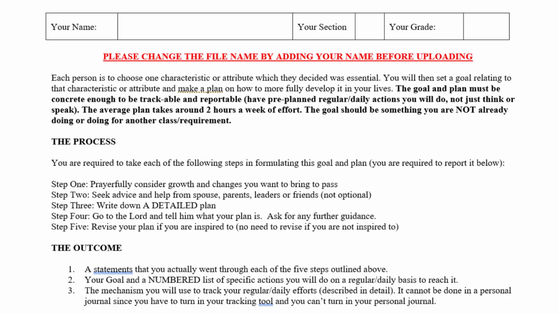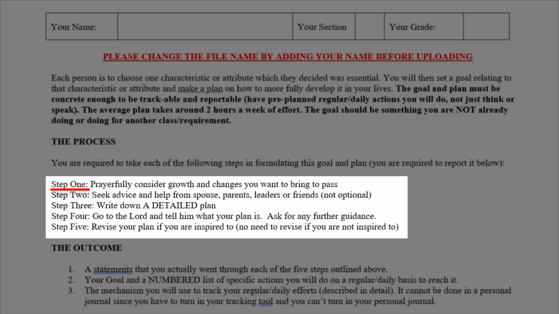There's a process we will ask you to follow to help make sure that this does not turn into busy work. First, pray about what you should do, which is a good first step with everything in life. Second, actually talk to someone about the goal you have, and that can be with anybody that you trust. Third, write the plan. Fourth, like the brother of Jared, go and ask God what he thinks of your plan. Fifth, this is only required if you feel inspired to change, make those revisions. If not, leave it as is and move on.